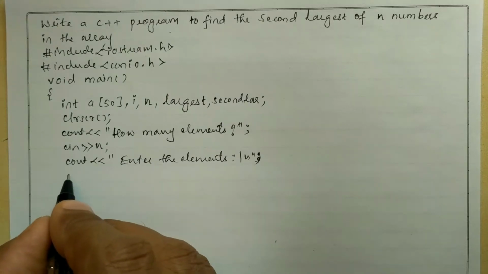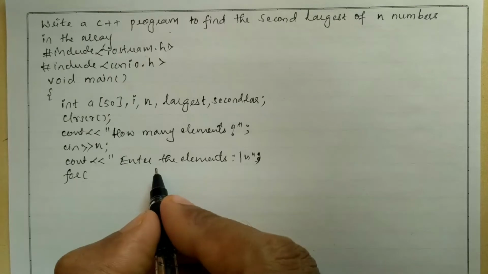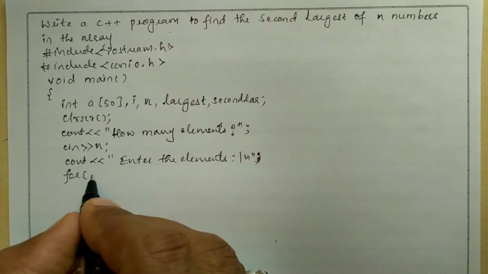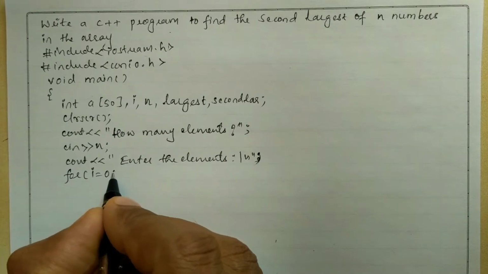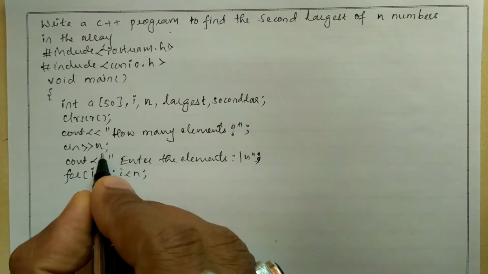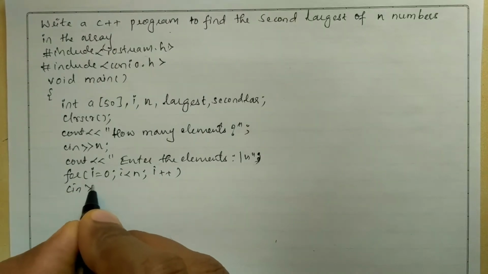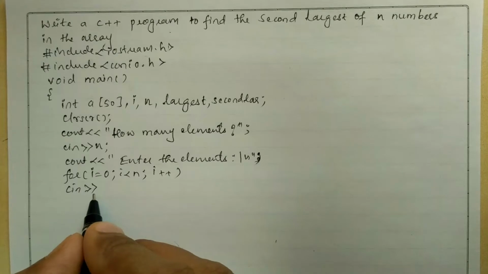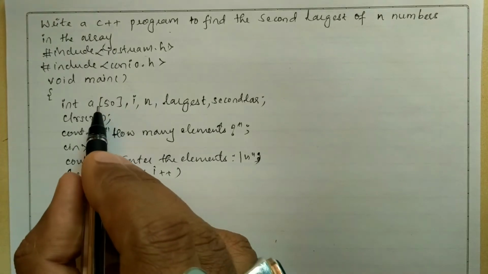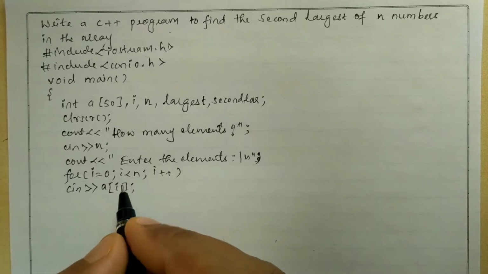Next, using an iterative statement we are going to insert one element at a time. So here I'm going to write the index variable i equal to 0, i less than n, and then i plus plus. So now we are going to receive the response from the user through the keyboard using a cin statement, cin stream extraction operator, and here I'm going to use the array a of i.